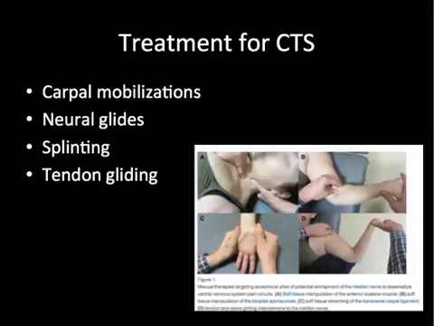So Fernández-de-las-Peñas published this trial in 2015 comparing manual therapy, physical therapy in a regional interdependent approach versus surgical intervention, which surgery has a pretty high success rate for carpal tunnel syndrome, especially when the person performing that surgery is adept at differential diagnosis.